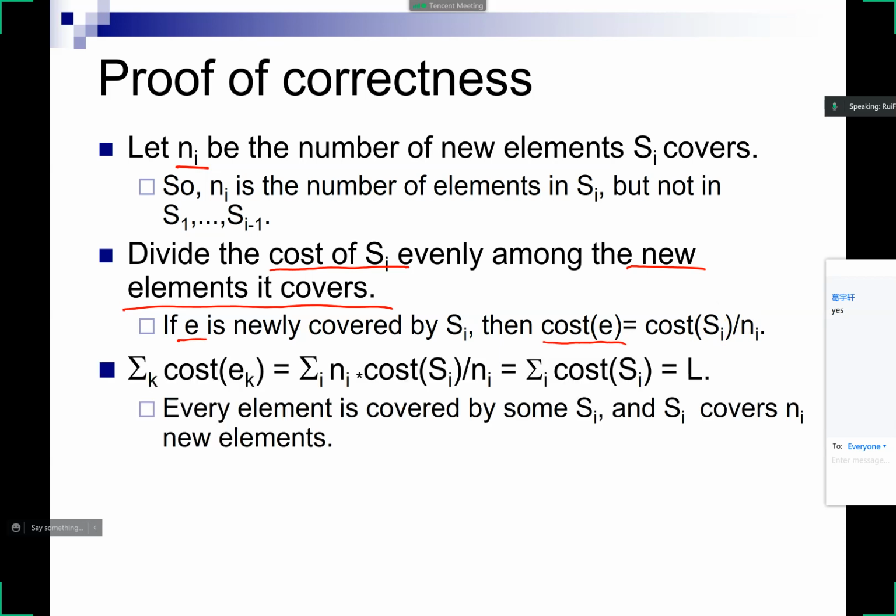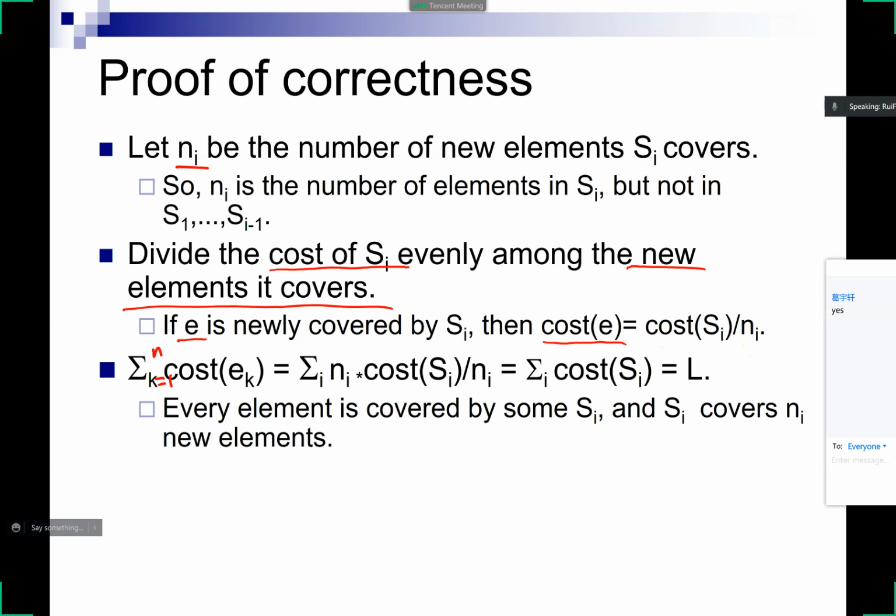Okay, so then once we have that, we have this expression over here. This sum is going to go from 1 to n, right? Now if you add up the costs of all the elements, for example, let's say you have some Si which covers 3 elements, then each of these elements gets 1/3 of the cost of S. So if you add up all 3 elements, you get exactly the cost of S.